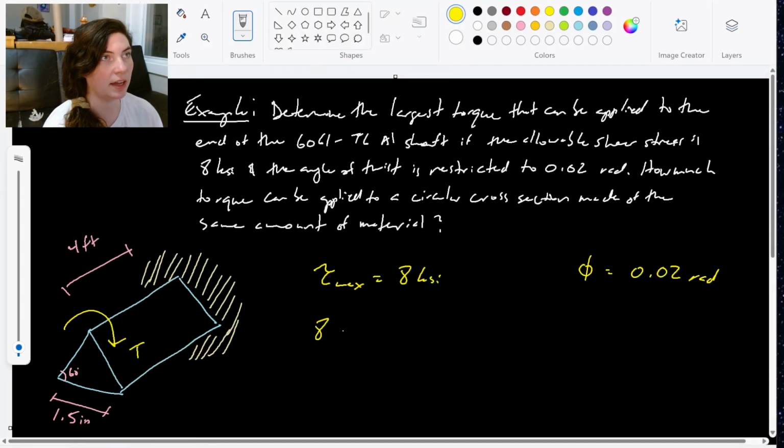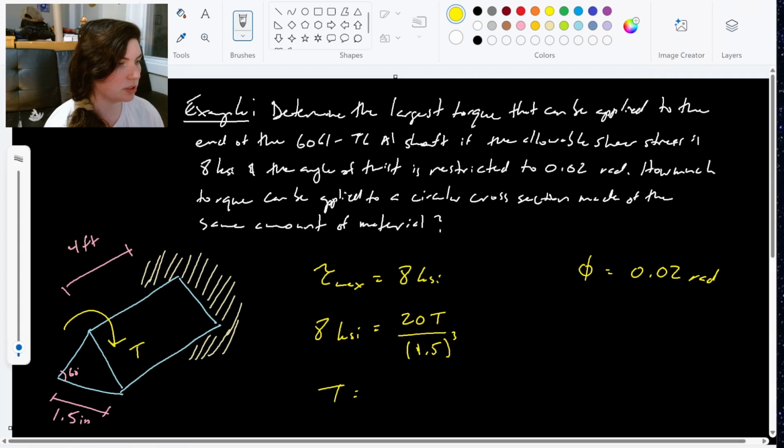So our 8 ksi is 20 times the torque over a cubed. And a is just that side length, so 1.5 inches cubed. This one is pretty straightforward. Just rearrange a little bit and solve for torque, and I'm going to get 1.35 kip inches. So that was easy enough, right? Just plugging and chugging, basically.